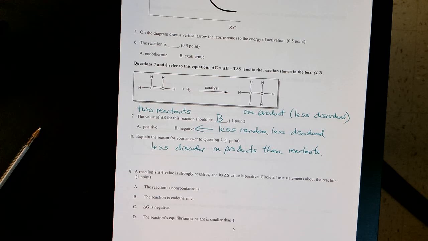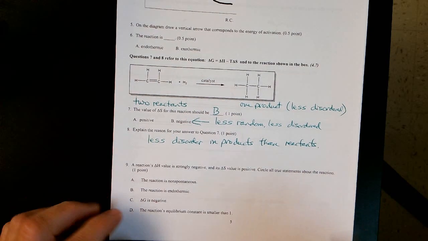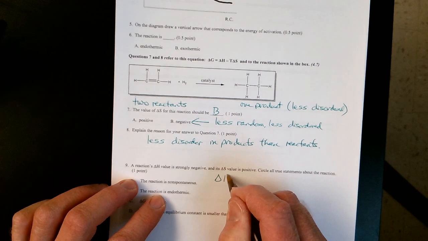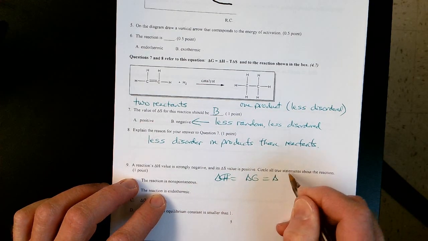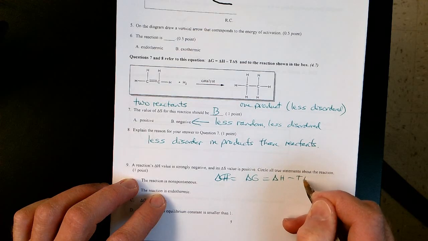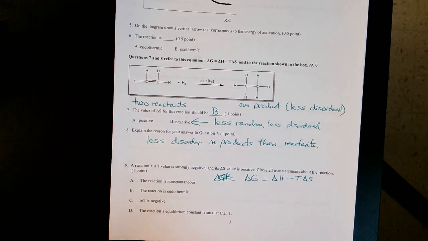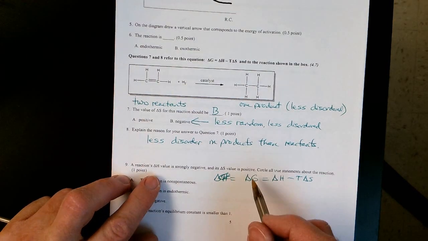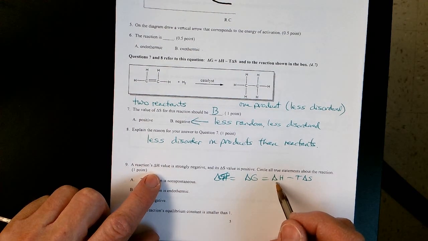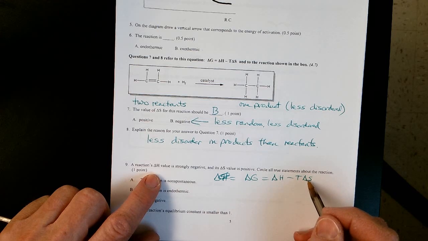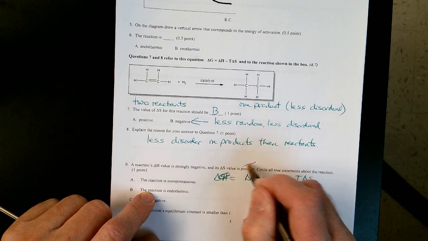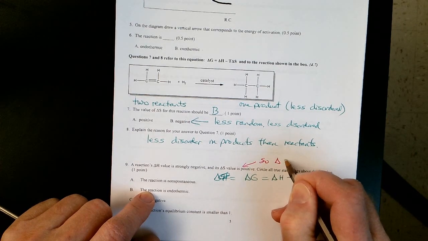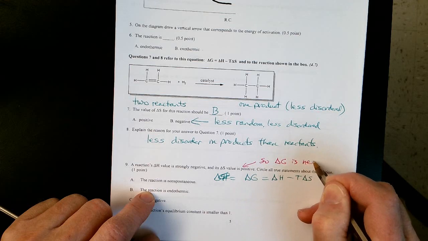9 too. 9, okay. So delta G equals delta H minus T delta S. There's the story. And what you're told is that the delta H value is really negative and the delta S is positive. Okay, so what that must mean is delta G is way negative.